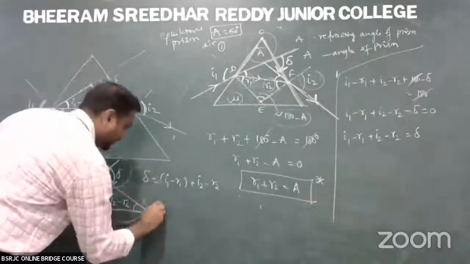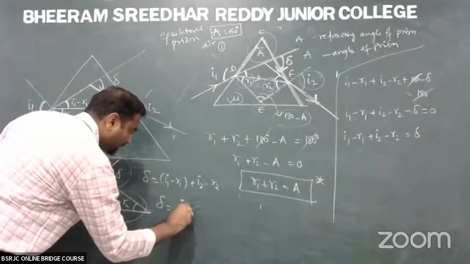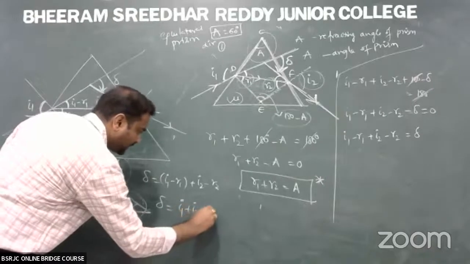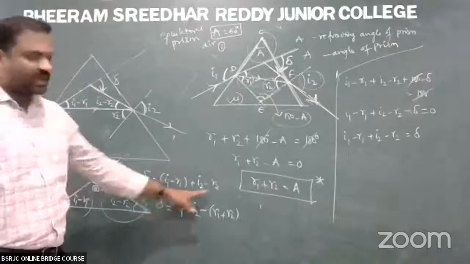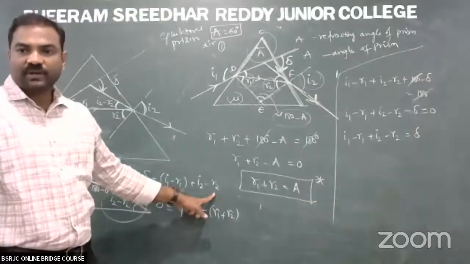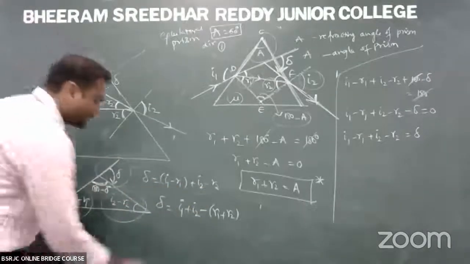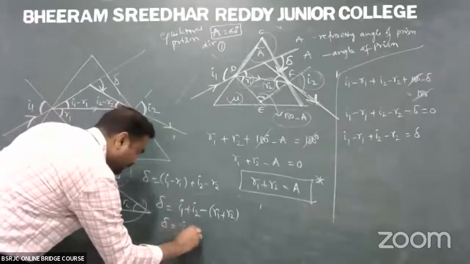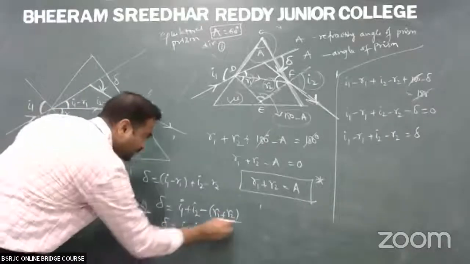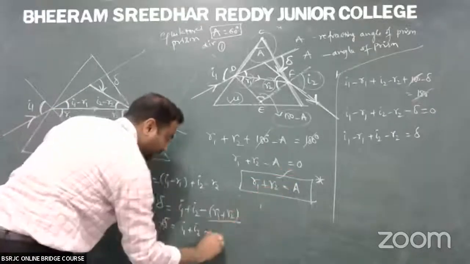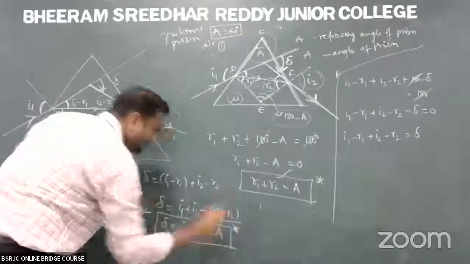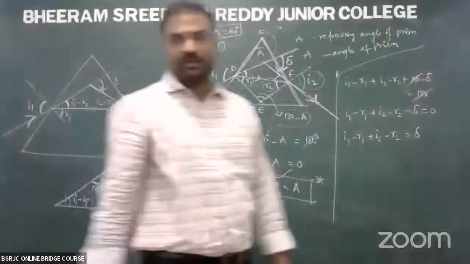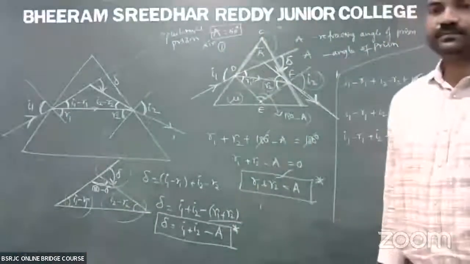You can simplify this. Then I can write delta, the deviation, is equal to I1 plus I2 minus of R1 plus R2. Minus R1 minus R2 is there, no? Minus of R1 plus R2. Then delta is equal to I1 plus I2 minus, and in the place of R1 plus R2, we can write A. So A is the angle of the prism. This is called deviation, the deviation produced by the prism. Okay?